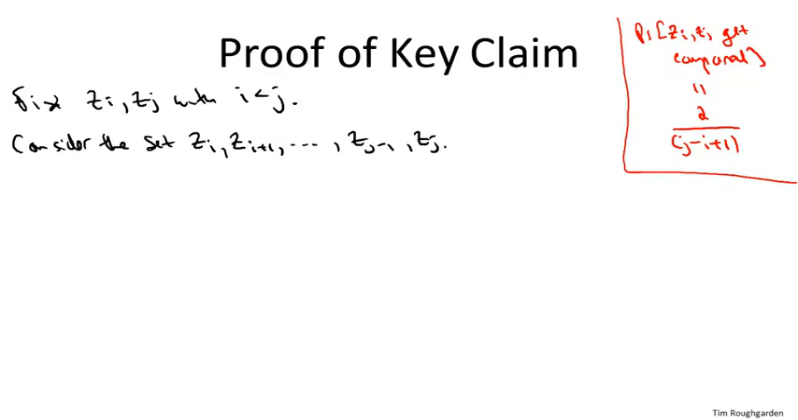So consider the set between zi and zj inclusive: zi, zi plus 1, dot, dot, dot, zj minus 1, zj. So for example, the third, fourth, fifth, sixth, and seventh smallest elements in the input array, wherever they may be. Of course, the initial array is not sorted, so there's no reason to believe that these j minus i plus 1 elements are contiguous. They're scattered throughout the input array, but we're going to think about them. Okay? zi through zj inclusive.